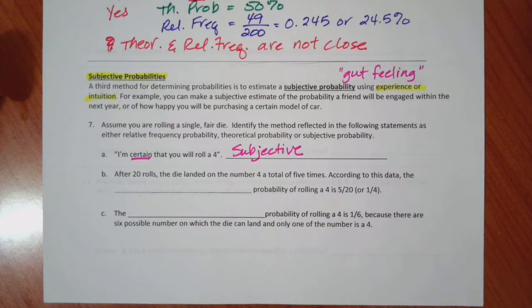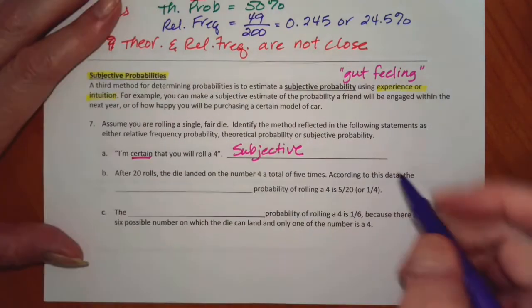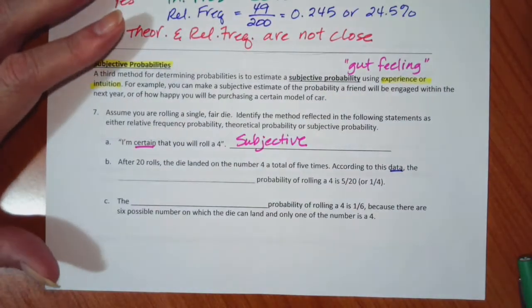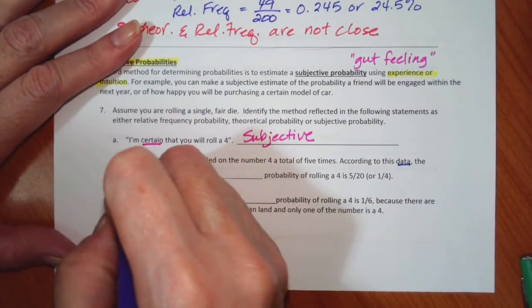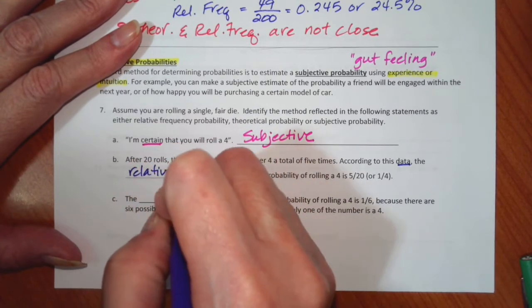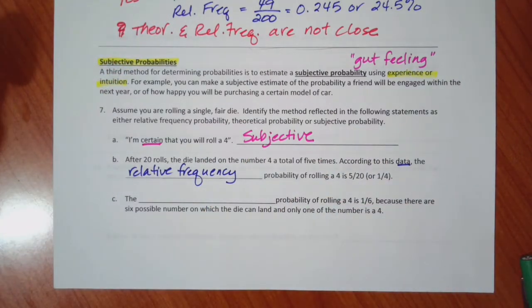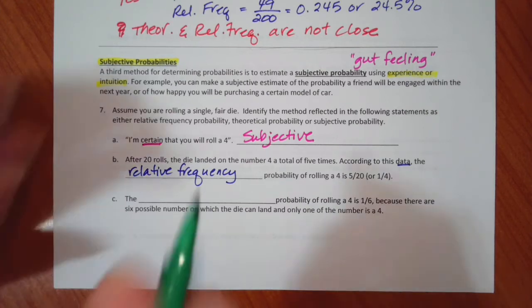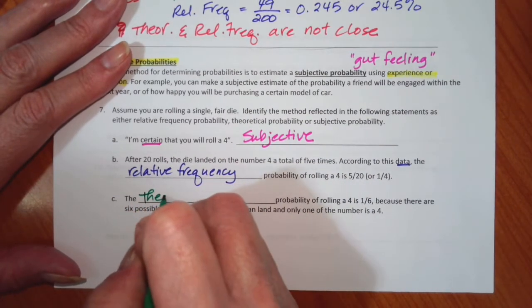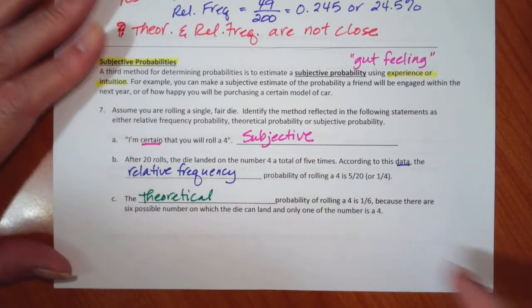According to this data, now we're looking at data on a finite number of trials, so this is going to be a relative frequency. And then our last one here is that the probability of rolling a 4 is 1/6, because there are 6 possible numbers on which the die can land and only one number is 4. This is theoretical, because that's what should happen.